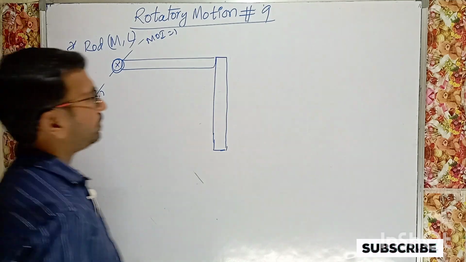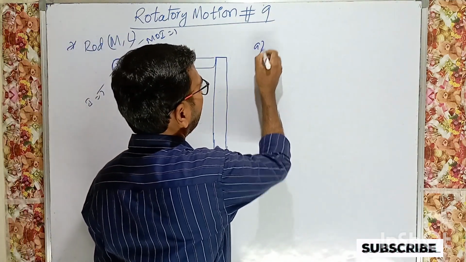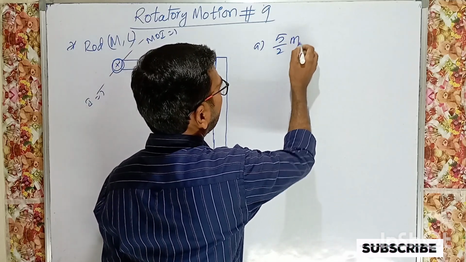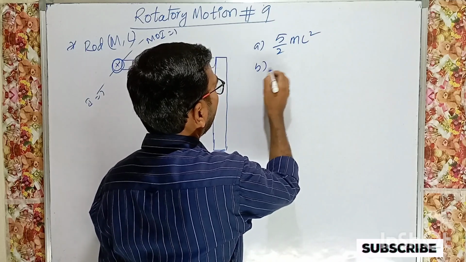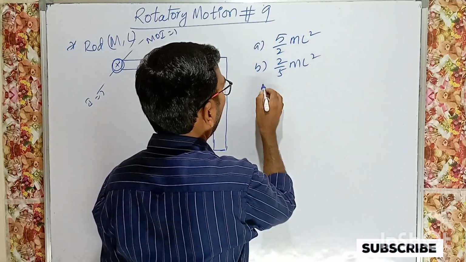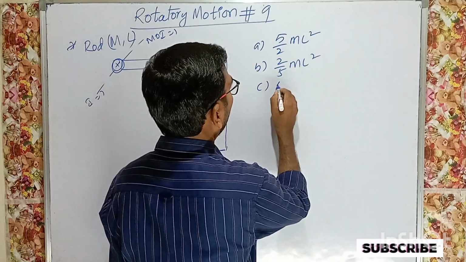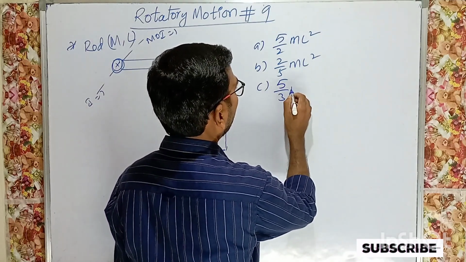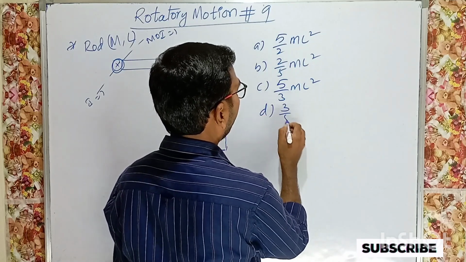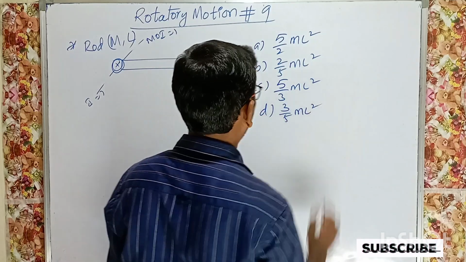Option A is 5 by 2 ml square. Option B, 2 by 5 ml square. Option C, 5 by 3 ml square. Option D, 3 by 5 ml square.